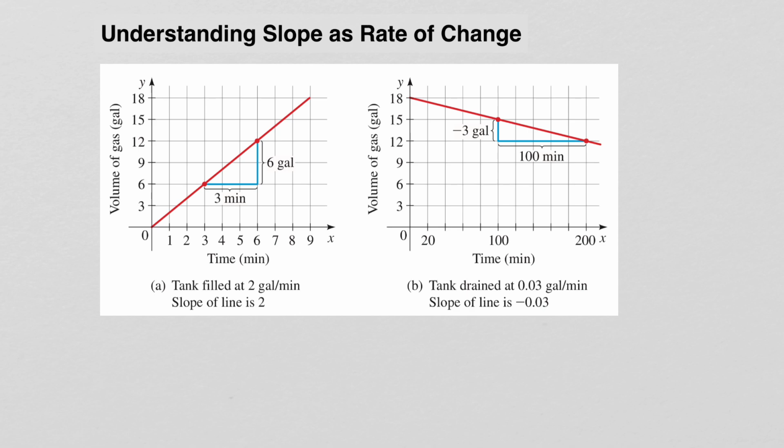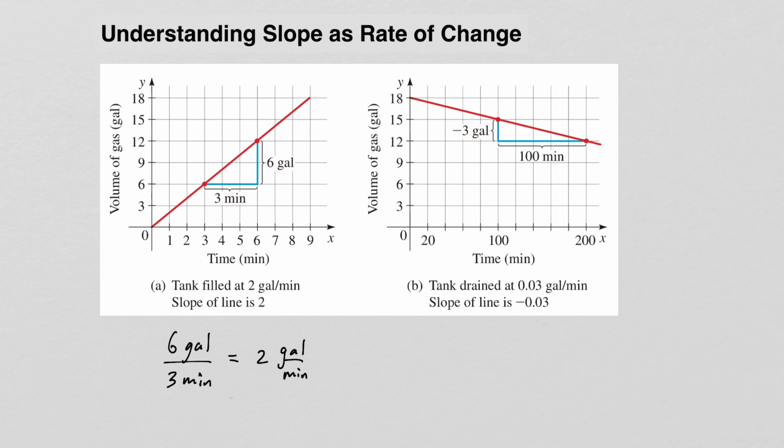Suppose we were looking at a container that has a volume of gas. So in this first part, we can see that when time equals 0, there is no volume in the container. And as time goes by, the volume is increasing, right? It's going up. If you pick a couple of points on this line, in 3 minutes, it has gone up 6 gallons. So the rate of change is 6 gallons for every 3 minutes. And if you divide this, this is going to be 2 gallons per minute.